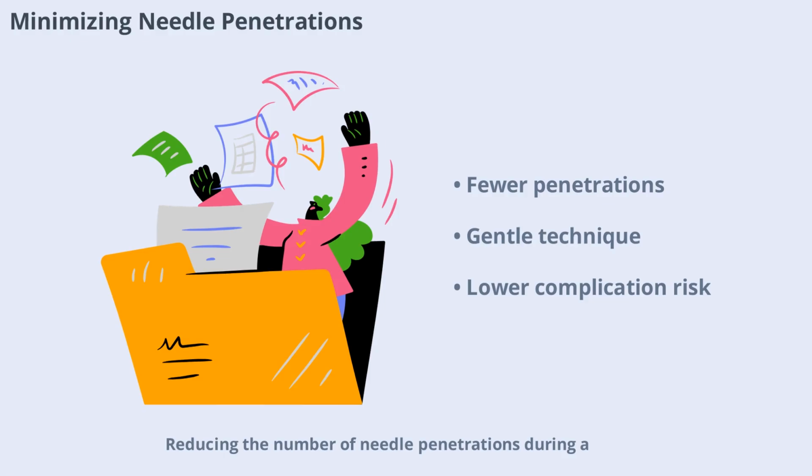Reducing the number of needle penetrations during a procedure lowers the risk of complications such as hematoma, infection, and nerve injury. Planning the injection path and using gentle, controlled movements are important steps in safe practice.